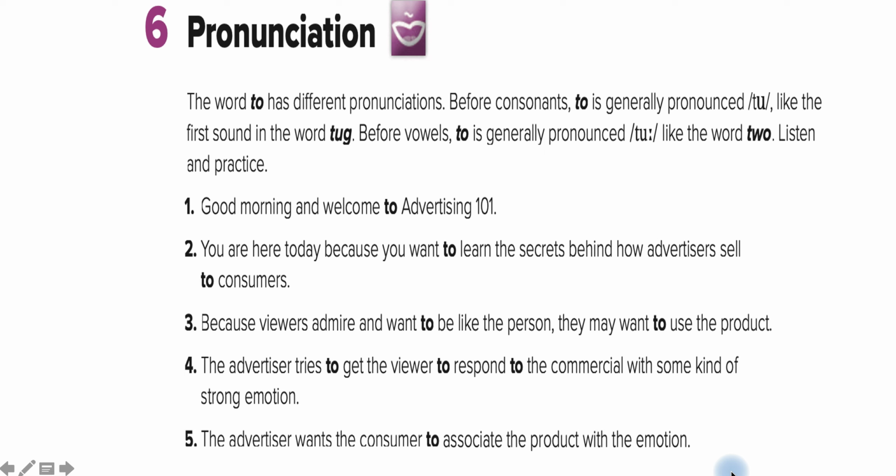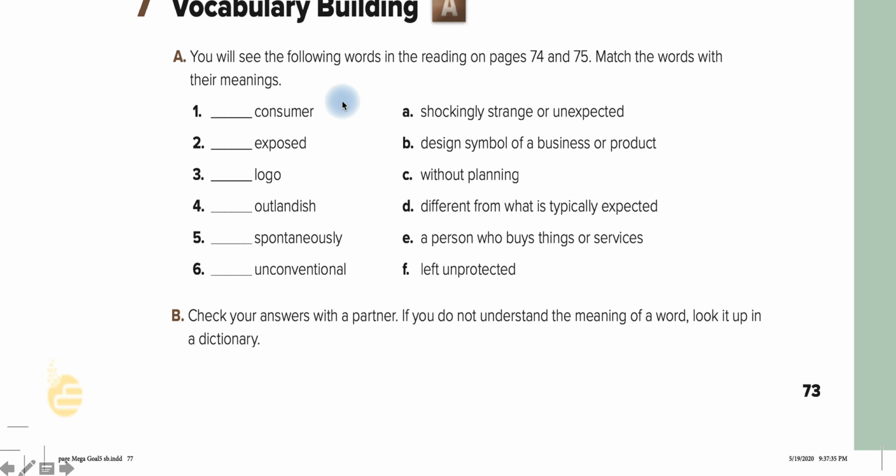Okay, so right now, as I said previously, I'd recommend you pause the video and practice saying these sentences aloud. Now let's move on to the next part, which is vocabulary building. Right now we have a list of words that you will be seeing in the reading passage on pages 74 and 75, and you are asked to match these words with their correct meaning. But before we start doing this, I'd like to explain each one of these words separately.